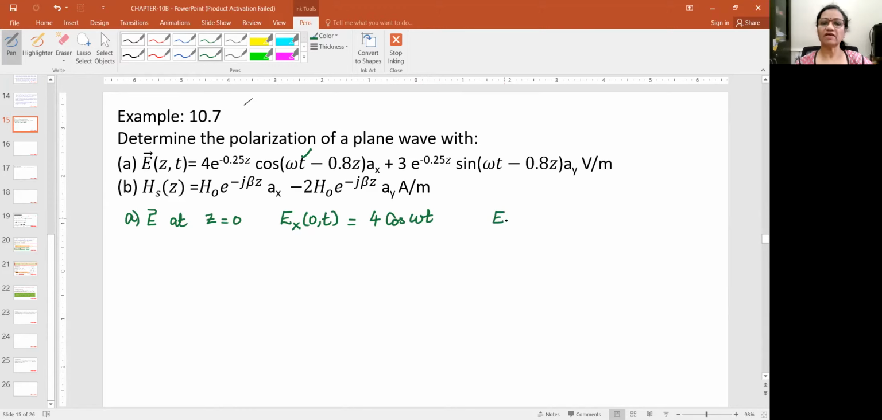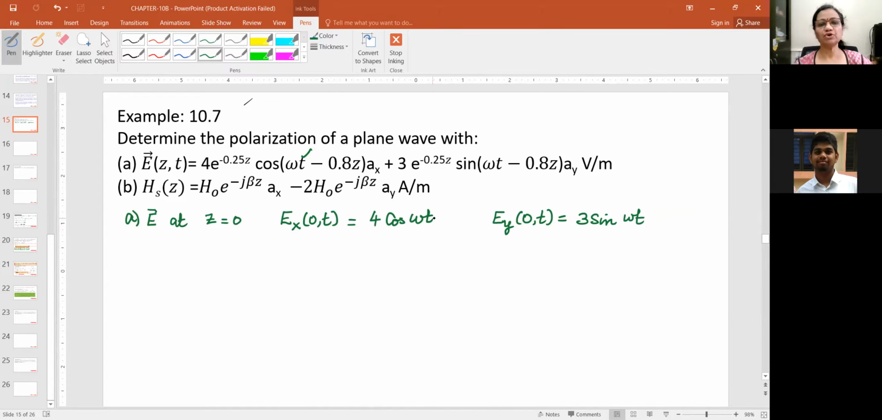Similarly, if I write the y component of this electric field again at z equal to 0 and time t, you are going to get 3 sine omega t, and the direction is ay cap. Is the step clear to you, Revant? Yes, ma'am. Okay, so all I have done is put it at z equal to 0. That is the equation I have written.